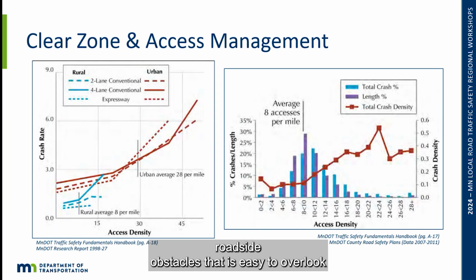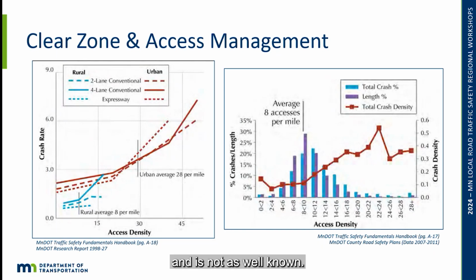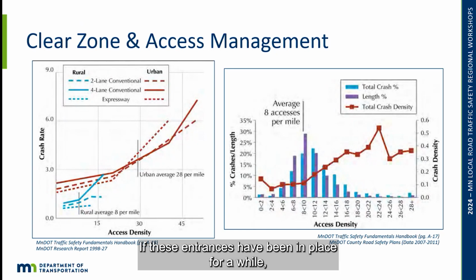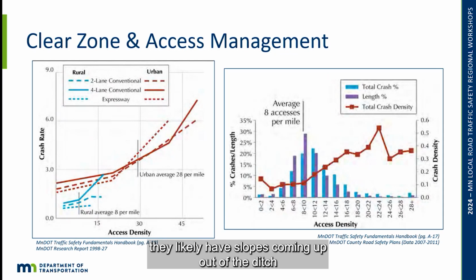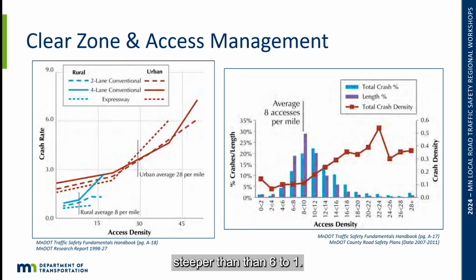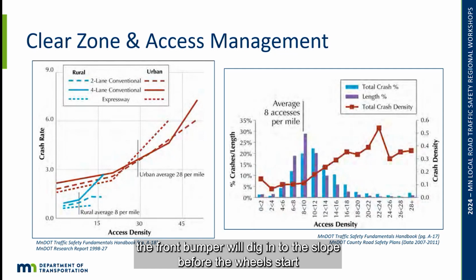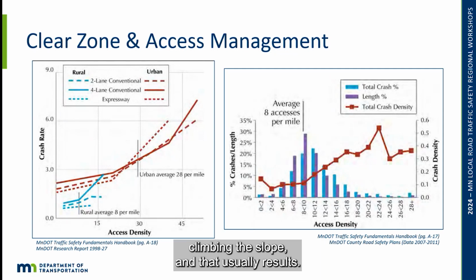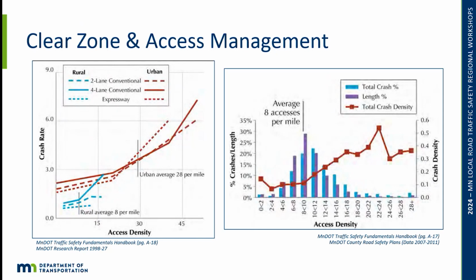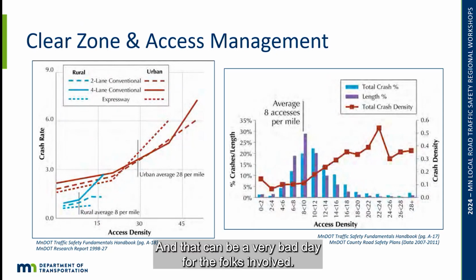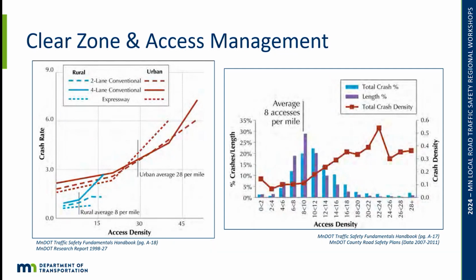One other roadside obstacle that is easy to overlook and is not as well known includes field and driveway entrances. If these entrances have been in place for a while, they likely have slopes coming up out of the ditch steeper than 6-to-1. And this means that for most vehicles that encounter them, the front bumper will dig into the slope before the wheels start climbing the slope. And that usually results in the vehicle flipping or rolling, and that can be a very bad day for the folks involved.